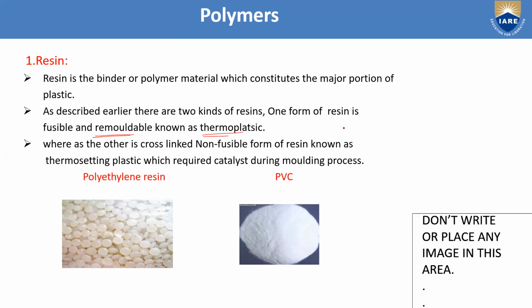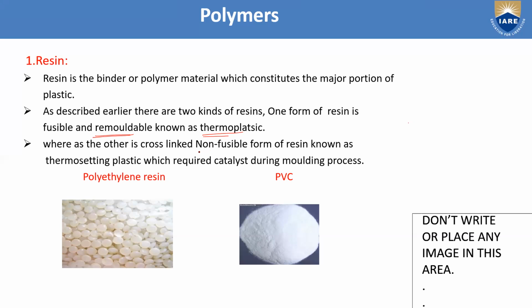In thermoplastic resins, between the polymer chains, weak van der Waals forces are present, so they easily undergo breakage. Here the hard rubber gets converted into soft rubber on heating, and on cooling the soft rubber reappears as hard rubber. We can remold these thermoplastic resins, but we cannot remold thermosetting plastics.